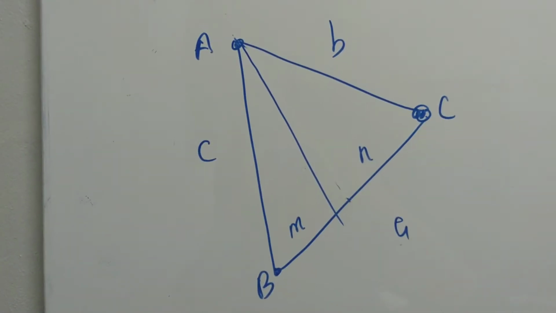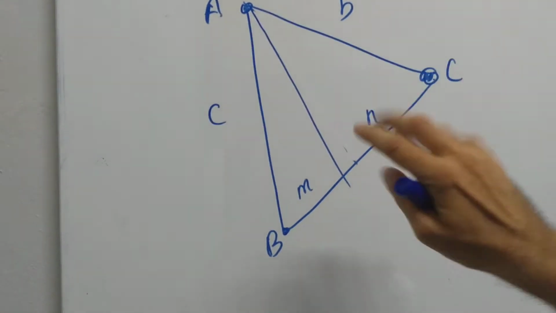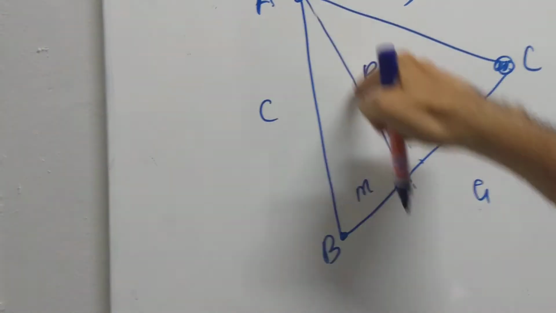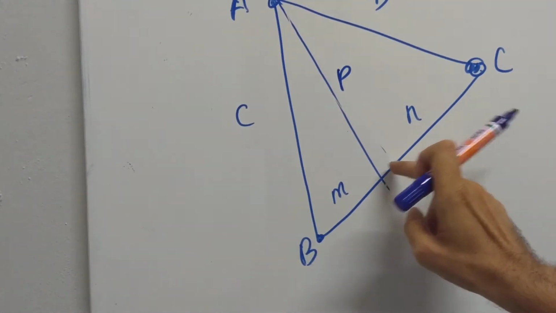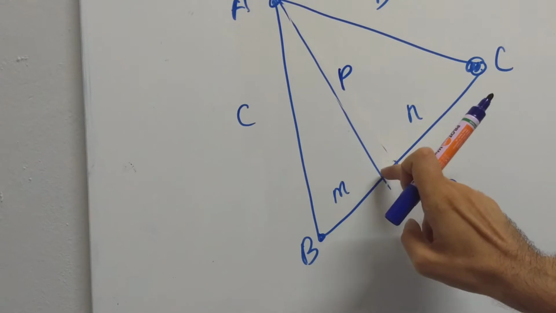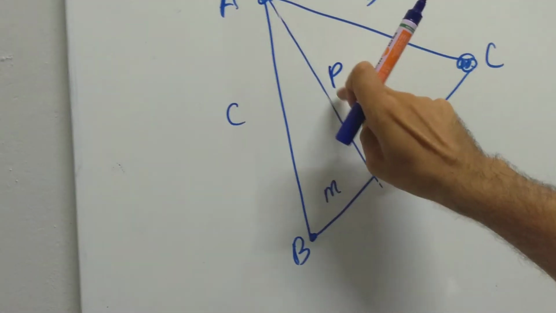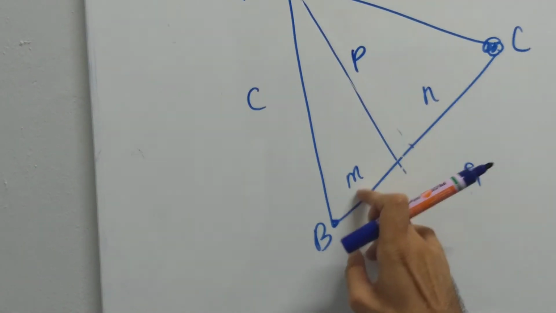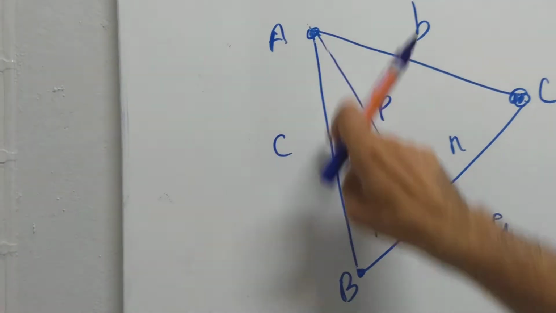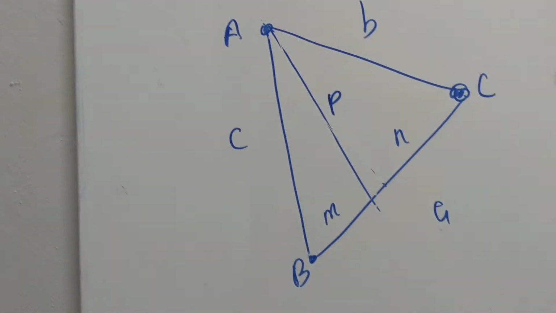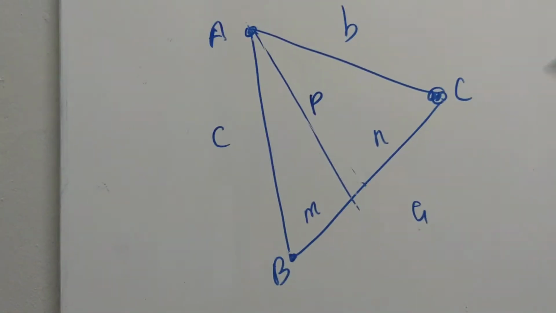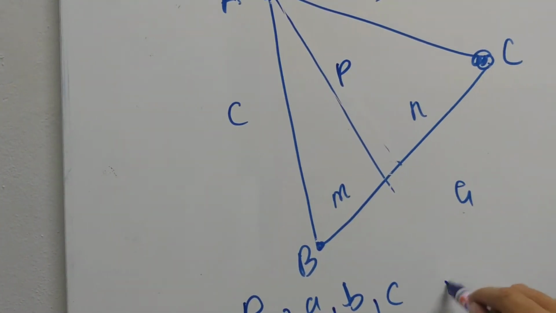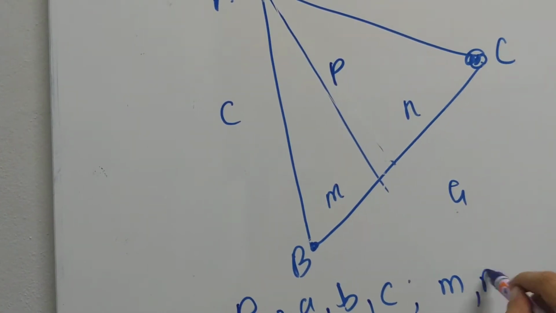Now, intuition tells us that there's something deep going on here. When m becomes smaller, then this line here, p, gets longer, and the other way. As n becomes smaller, then this line p gets smaller until it becomes b, whereas here it gets longer until it becomes as long as c. So there's some kind of constraint or relationship between p, a, b, c, and proportions m and n.